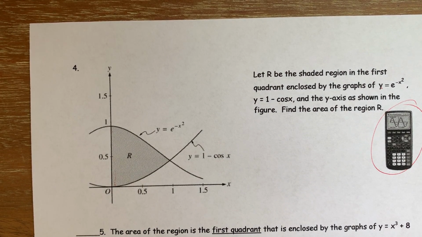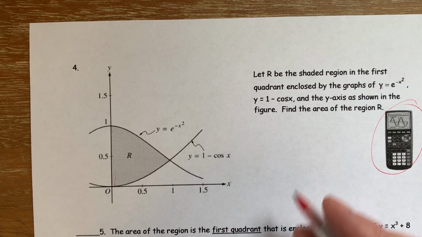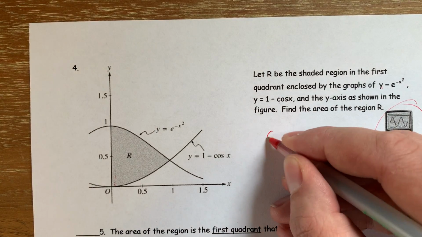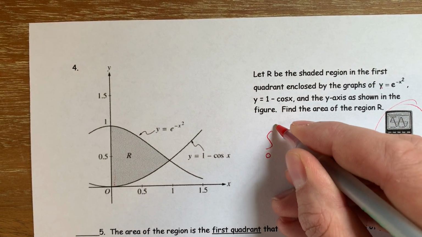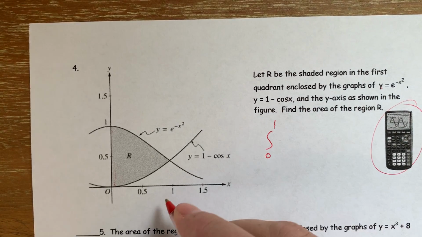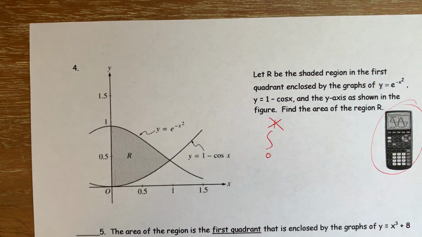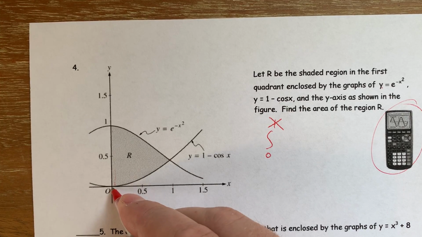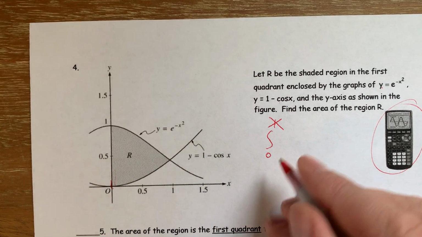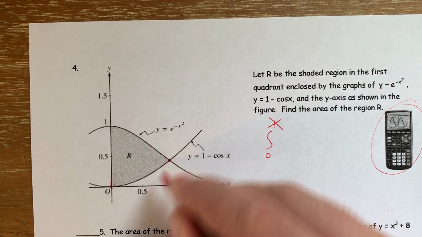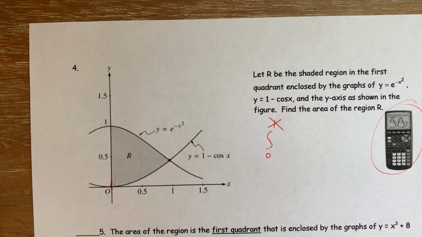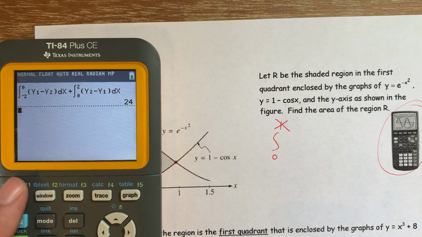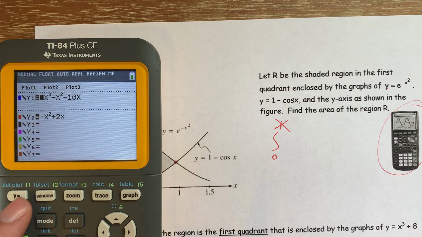Go to 3 decimal places. The major mistake if you got this wrong is most people say the integral from 0, and then some people put 1 here because it looks like it's 1. You cannot assume that. You can assume this is 0 because it said it was the y-axis. But this, you needed to find the intersection between these two curves. You have to. So you put these into y1 and y2.